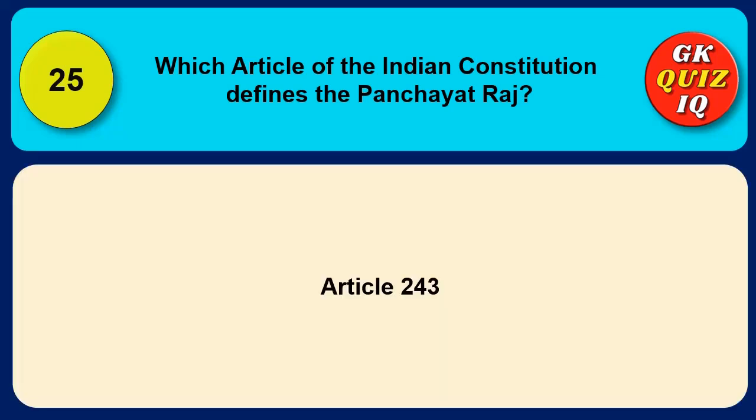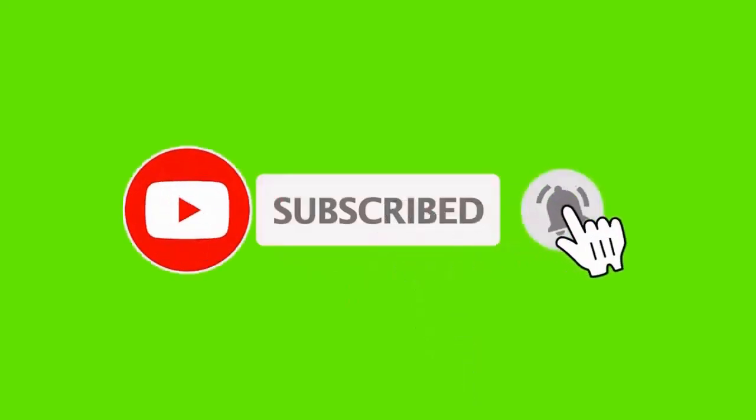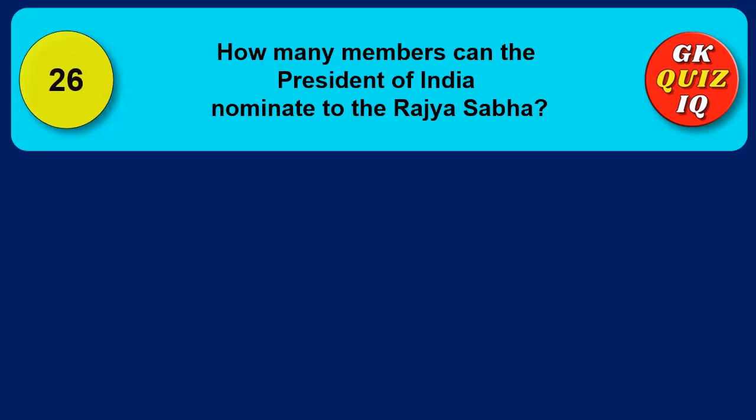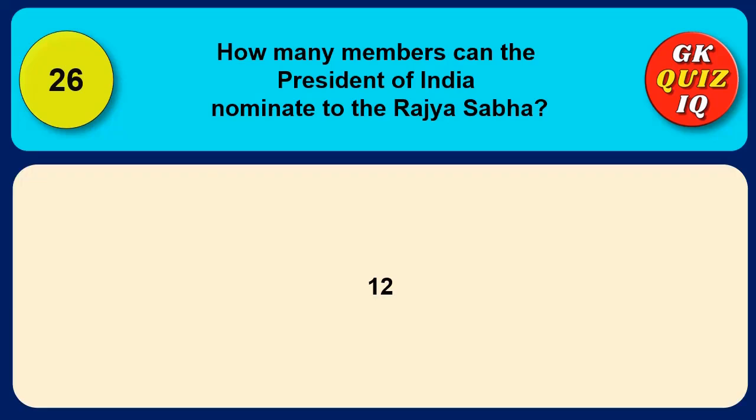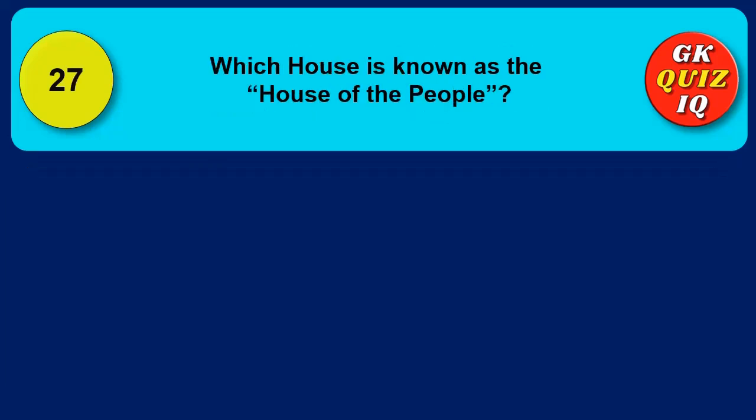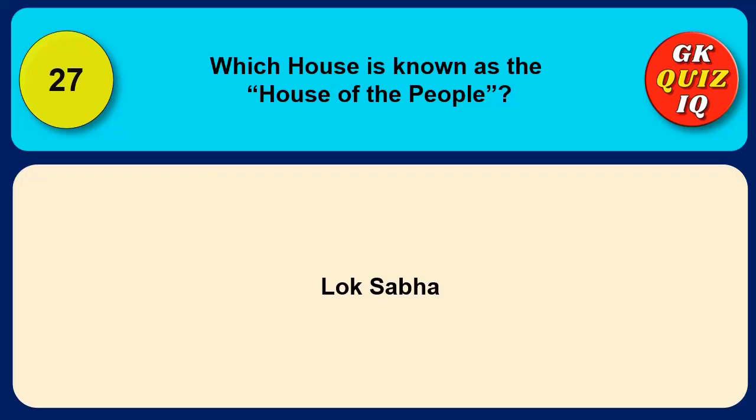Which article of the Indian Constitution defines the Panchayat Raj? Article 243. How many members can the President of India nominate to the Rajya Sabha? 12. Which house is known as the House of the People? Lok Sabha.